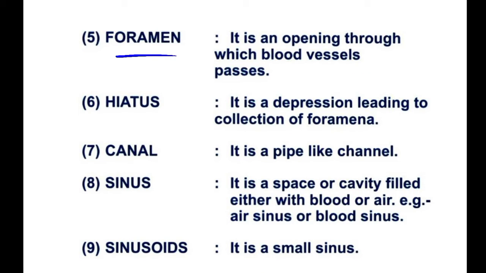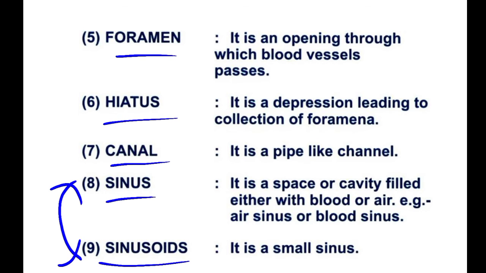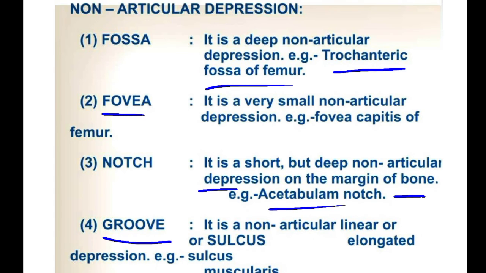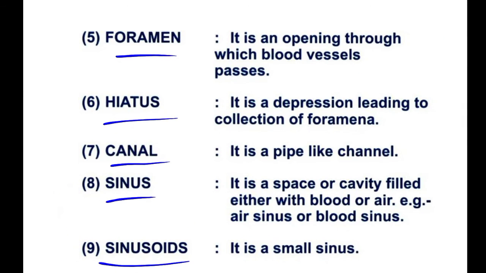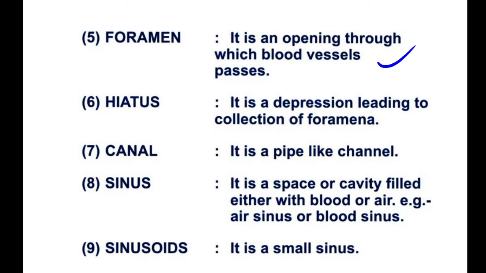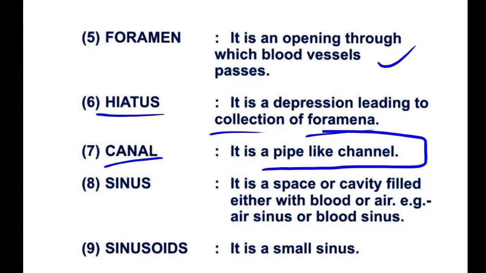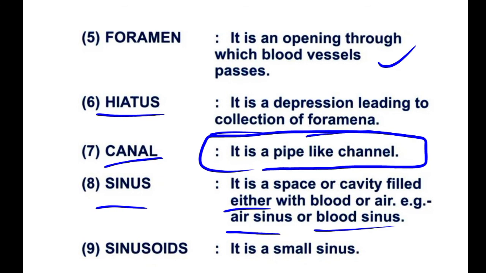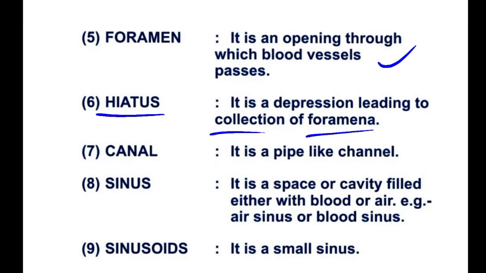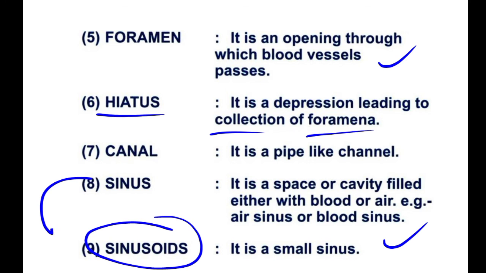Next one, foramen, hiatus, canal, sinus and sinusoid. We will differentiate sinus and sinusoid. These are non-articular depression parts. Foramen, the opening for blood vessels, called nutrient foramen. Hiatus, a depression leading to a collection of foramina. Canal, a pipe-like channel. Sinus, a space or cavity filled with either blood or air. Example, air sinus, blood sinus. Next one, sinusoid. A small sinus is called a sinusoid.